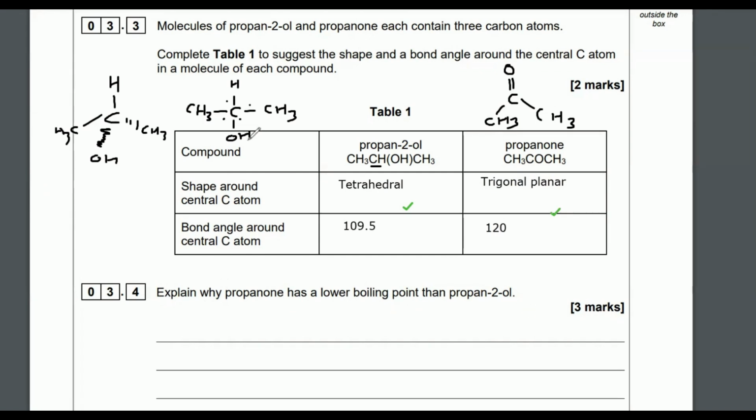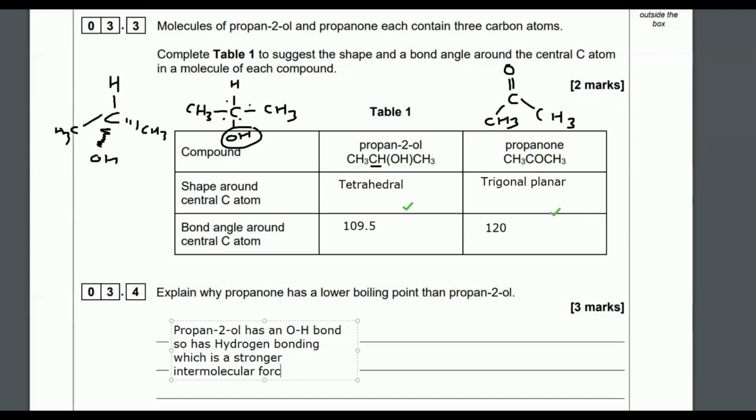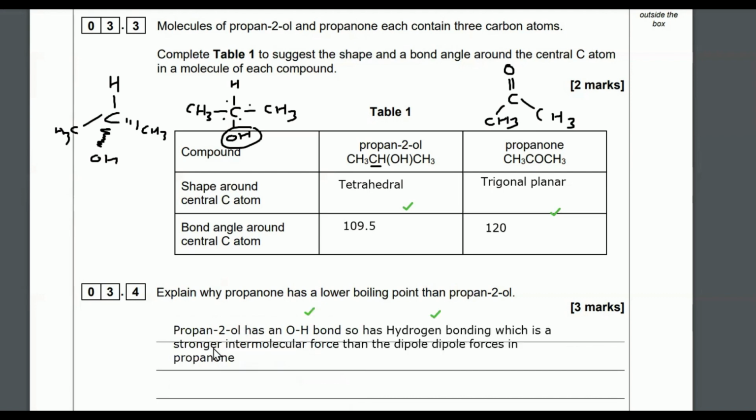Explain why propanone has the lower boiling point than propan-2-ol. 3 marks. Propanone, well, I can explain why. It's easier to explain why propan-2-ol has the higher boiling point. So propan-2-ol has the hydroxide bond, the OH bond. Of course, if you have NH, FH, or OH, you're going to have hydrogen bonding, and that's the strongest type of intermolecular force, and that's stronger than the intermolecular forces found between propanone molecules, which are dipole-dipole forces in the propanone molecules.